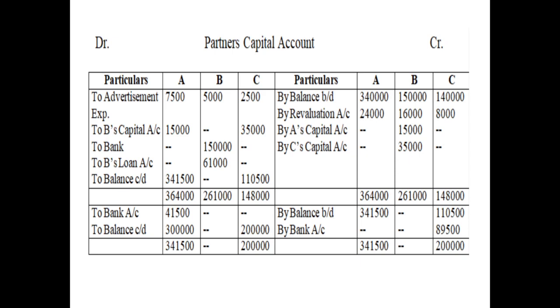So ultimately we will calculate the final closing balance, which will be coming to the required capital. This will be a kind of a cross check. To balance carried down, 3 lakh in A and 2 lakh in C. So the total of their capital accounts ultimately will be 3,41,500 for A and 2 lakh for C. So this is the partners' capital account.